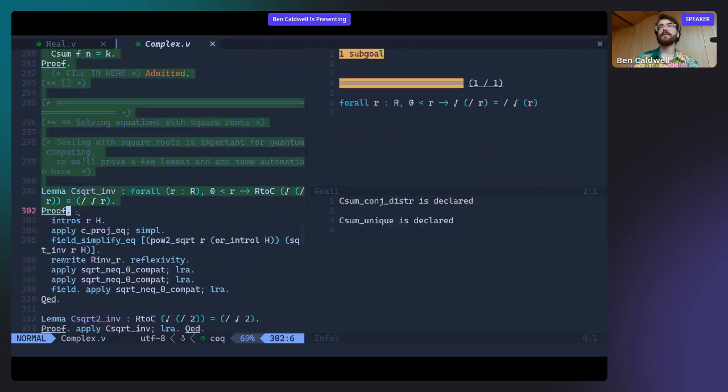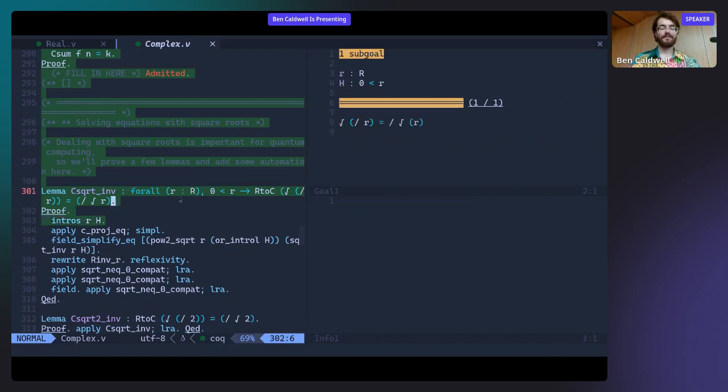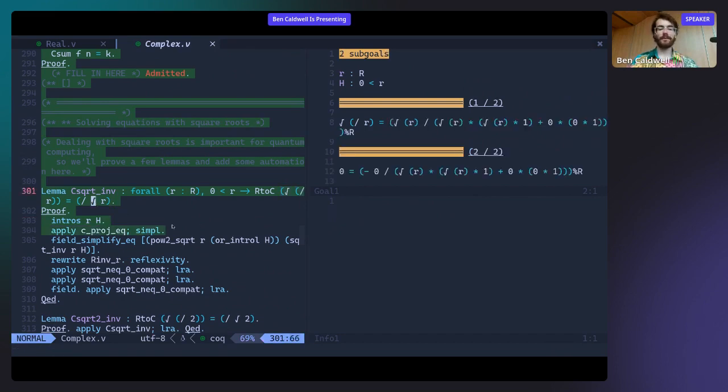But yeah, one thing we haven't worked with yet is square roots. Right, and this can be fairly difficult, and they're fairly common, so we want to have some automation to deal with them. So this is going to let us commute the application of square root and div, or inverse, right? So the inverse of the square root is the square root of the inverse. And we can run through this.